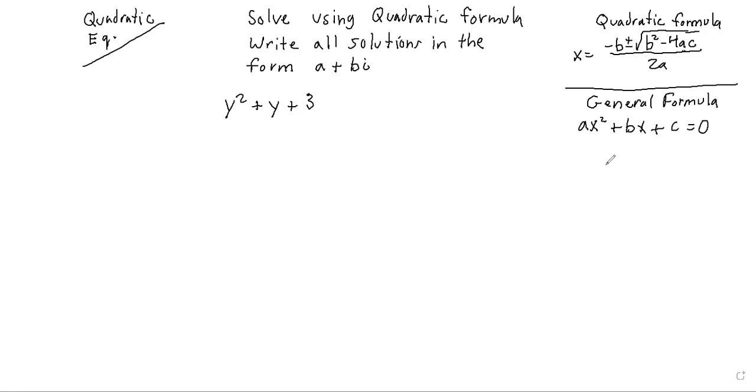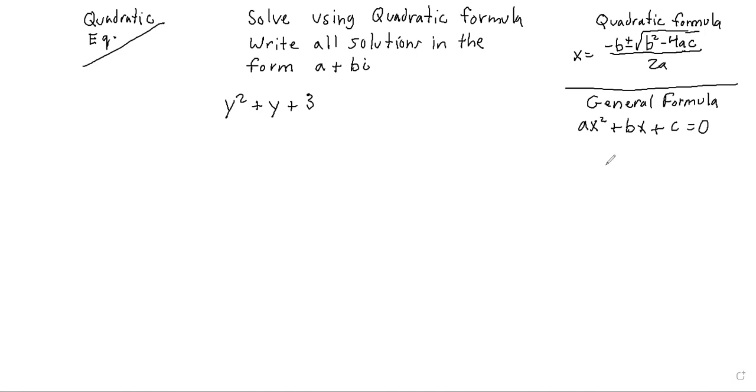Here they're asking us to solve the quadratic equation y squared plus y plus 3, right? And they want us to write all the solutions in the form a plus bi. That should give us a clue right away that whenever we convert something to an i format, we're usually starting off with a negative square root. So we're going to end up with a negative under the square root. They want us to use the quadratic formula.